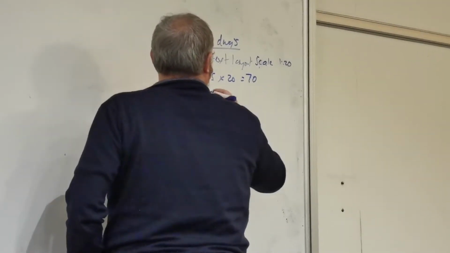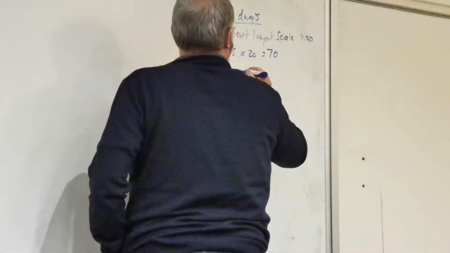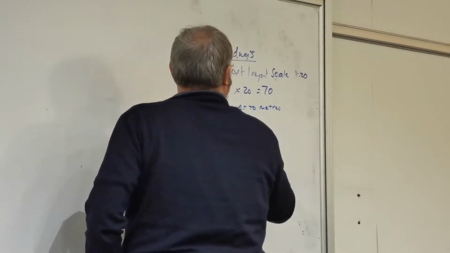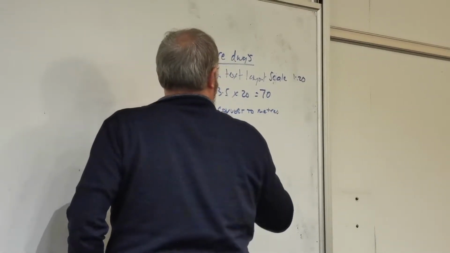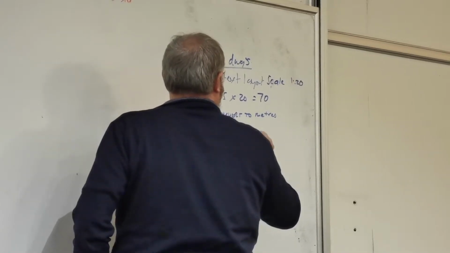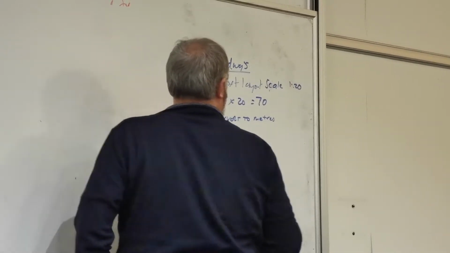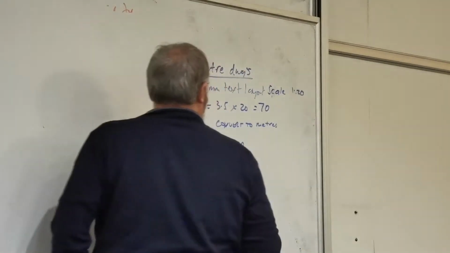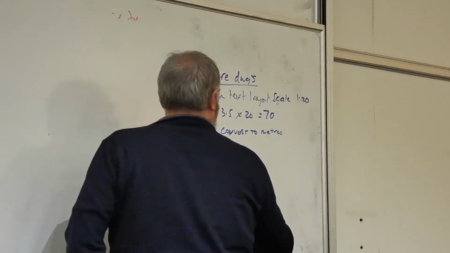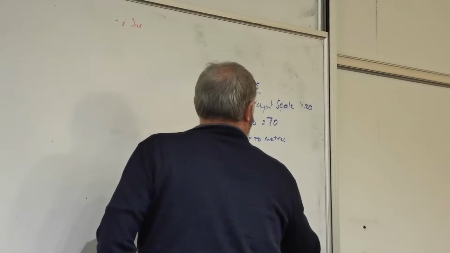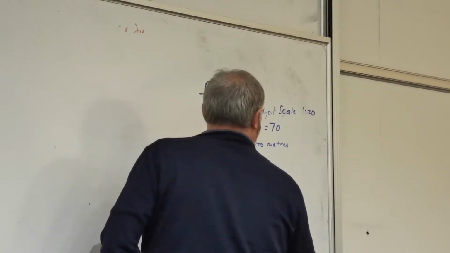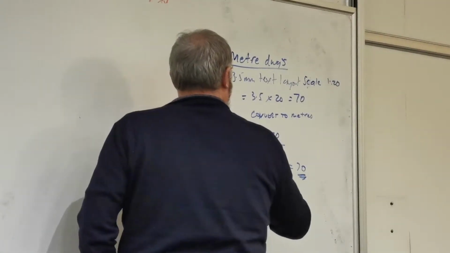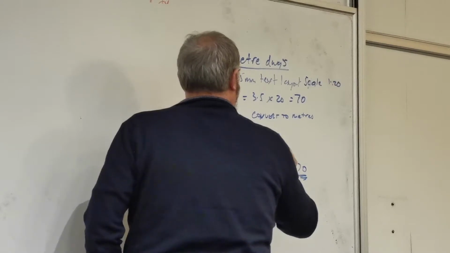And then you have to convert to metres. So it would be equal to 0.070, I guess, if we're talking about the text height in metres for 1 to 20. If we're talking about millimetres, it would be 3.5 times 20 equals 70, and that's it, 70. Very easy, millimetre drawings.